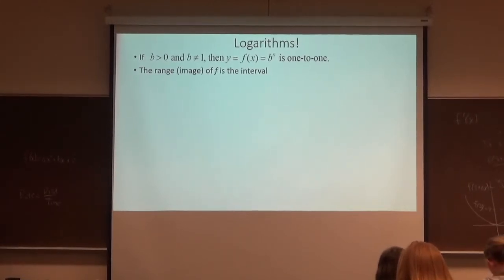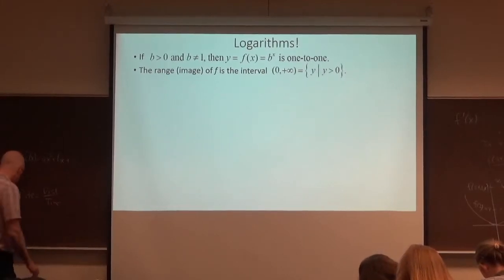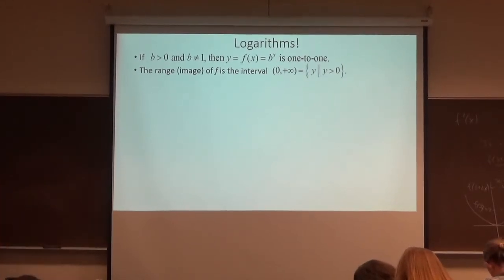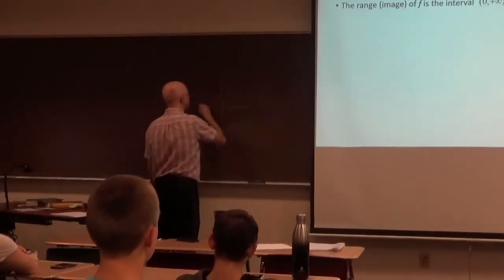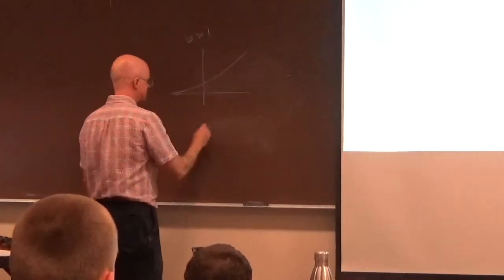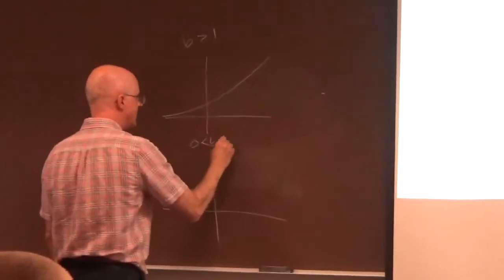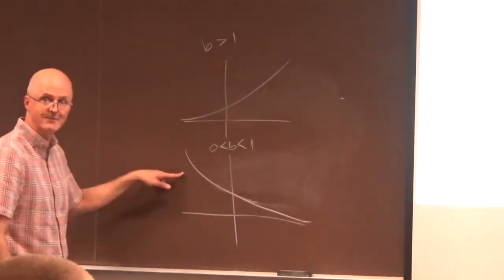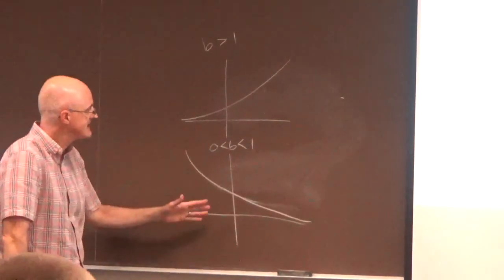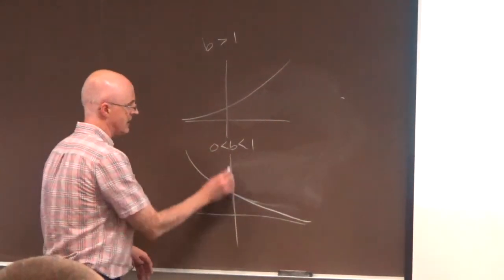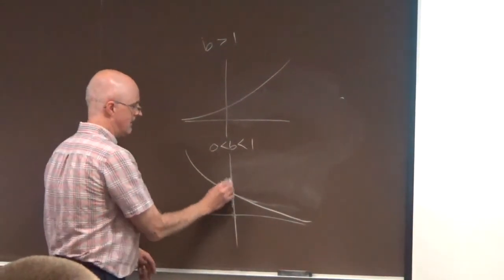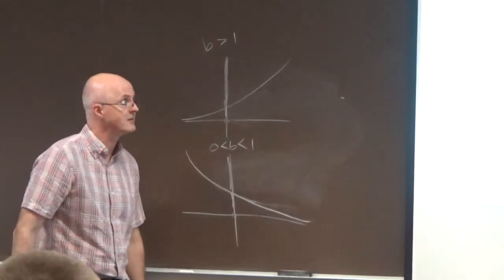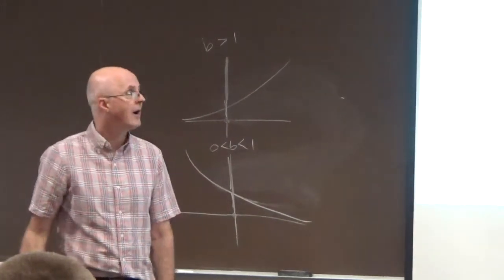What's the range or image of the function? All positive outputs, right? You already knew that. We talked about this last time, I think. If b is bigger than 1, the graph looks like this. If b is between 0 and 1, the graph looks like that. Exponential growth versus exponential decay. In either case, the possible outputs are all the positive values along the y-axis, above 0. That's the range, or image. That's another name for that. 0 to infinity, the set of all y where y is positive.